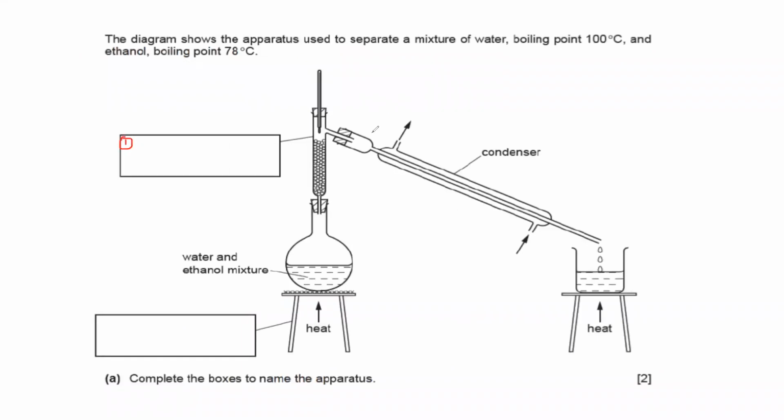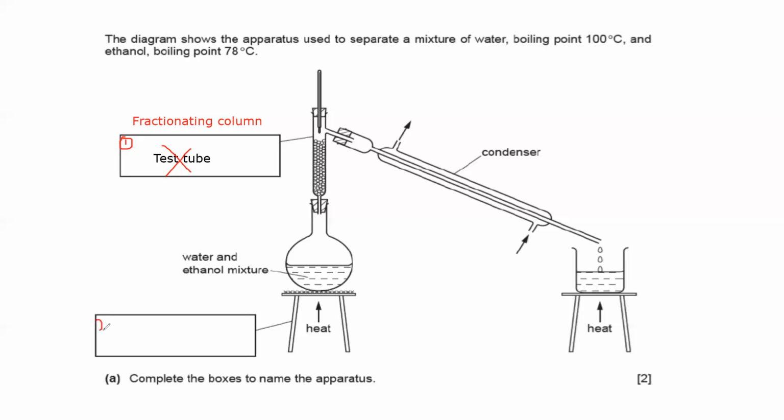Apparatus 1. This is a fractional distillation setup. No, it's not a test tube. That's not the right answer. This is specially for fractional distillation. So this part in a fractional distillation is called a fractionating column. The fractionating column is used to separate, because in this column the vapors separate at different temperatures. That's why we specify the name as a fractionating column.